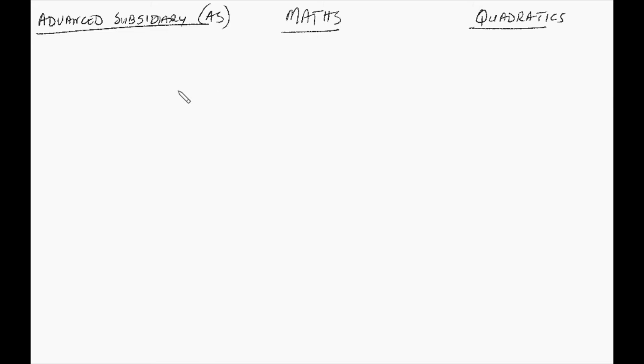All right. Now we are looking at quadratics, advanced subsidiary level, CIE. Now we are going to look at how to complete the square. Examples on completing the square. Completing the square. All right.